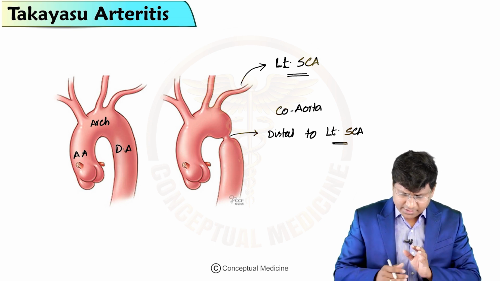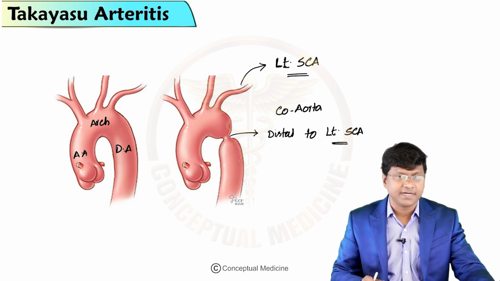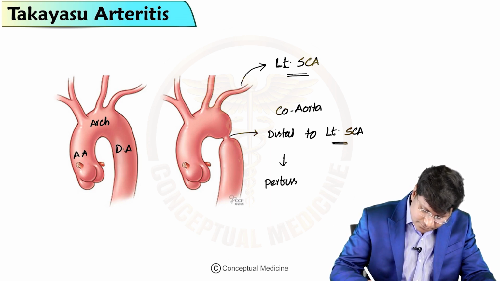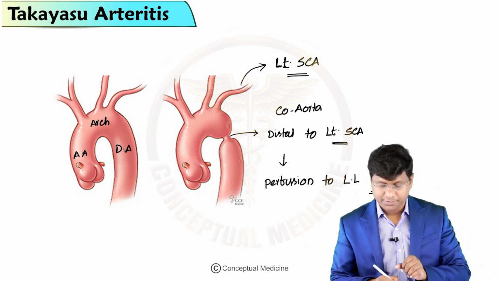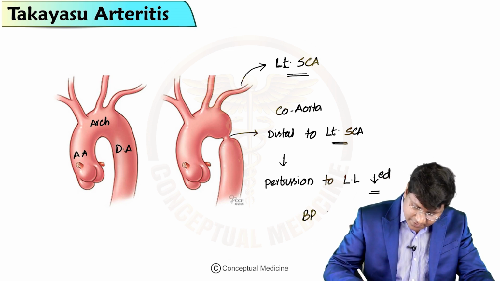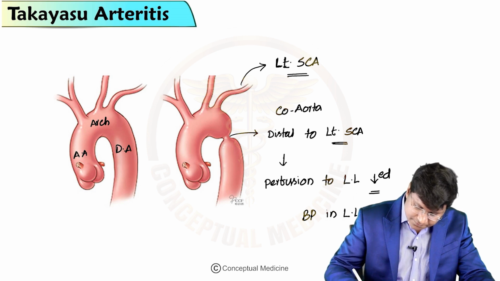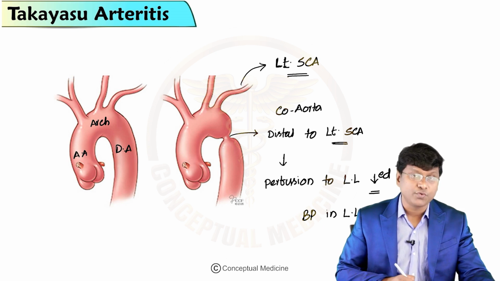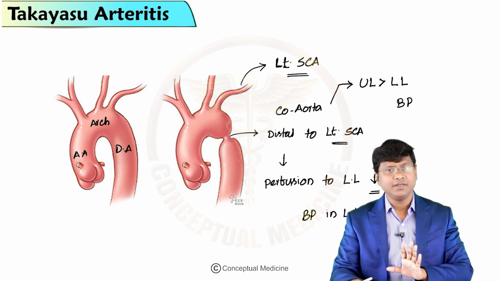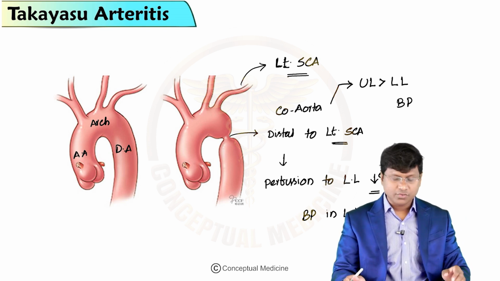Now the point is, when there is narrowing distal to the left subclavian artery, what will happen to perfusion to the lower limb? Perfusion to the lower limb will be reduced. So once the perfusion to the lower limb is reduced, the blood pressure in the lower limbs will be reduced. So in coarctation of aorta, upper limb blood pressure will be more compared to the lower limb blood pressure. That is what will happen in coarctation of aorta.